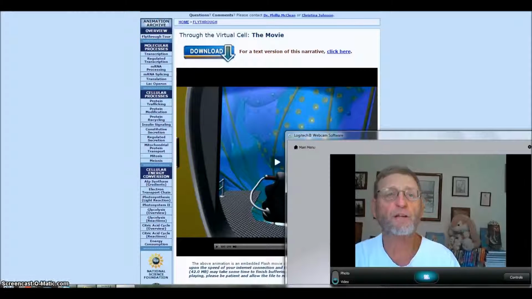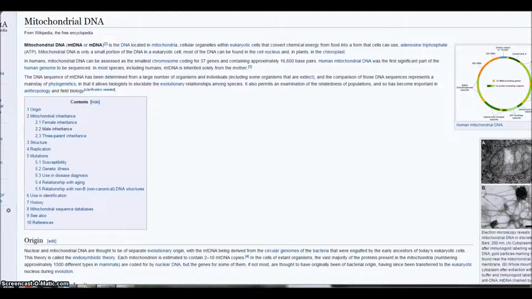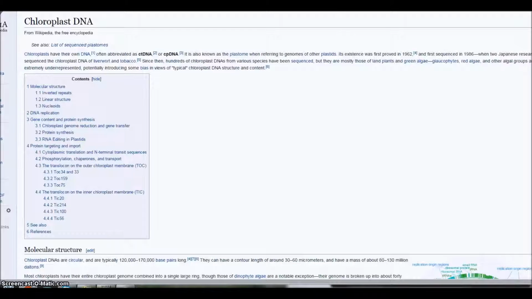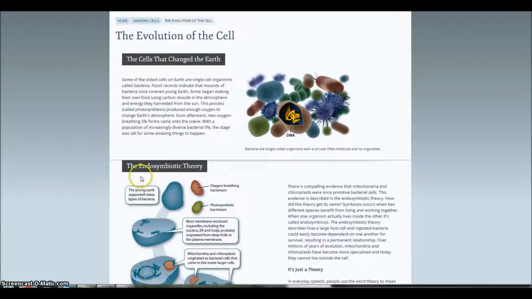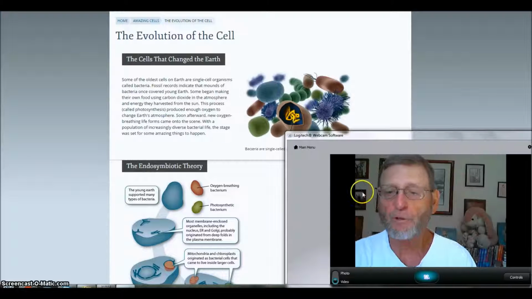I want to talk specifically about two things. Basically mitochondrial DNA, or mitochondria, and chloroplast DNA. Okay. Now, according to the endosymbiotic theory, it is thought that mitochondria and chloroplasts in plants, and mitochondria, of course, are in the cells of plants and in animals, that these were originally bacteria that were free living, okay?